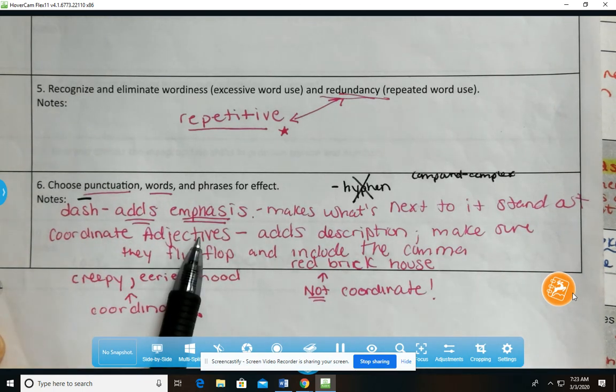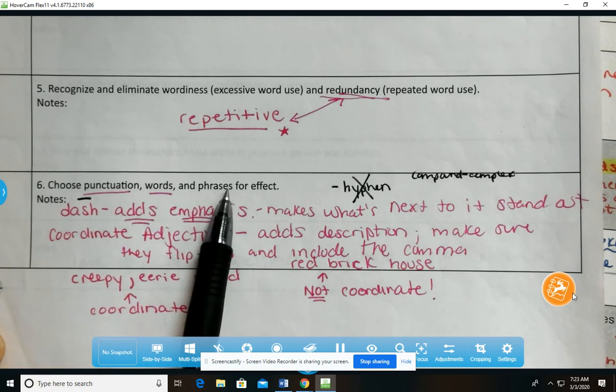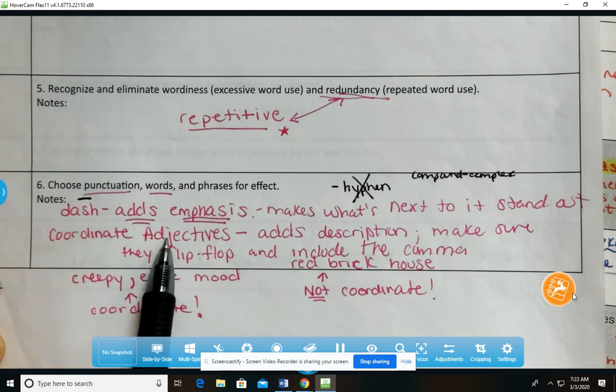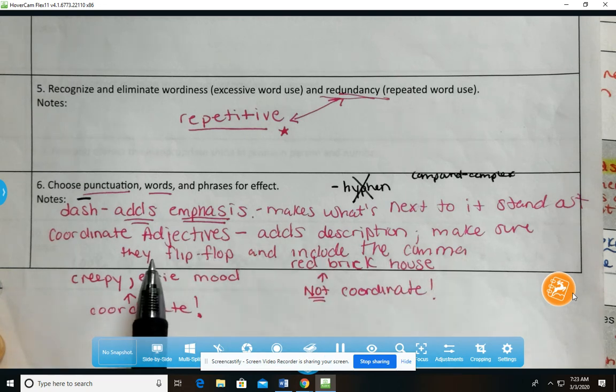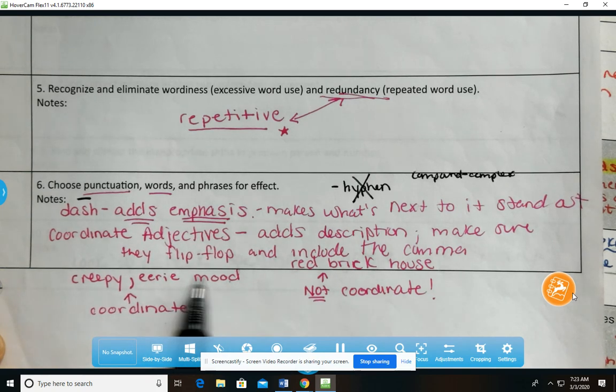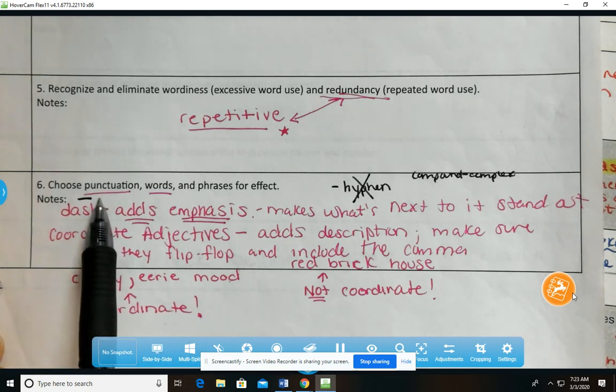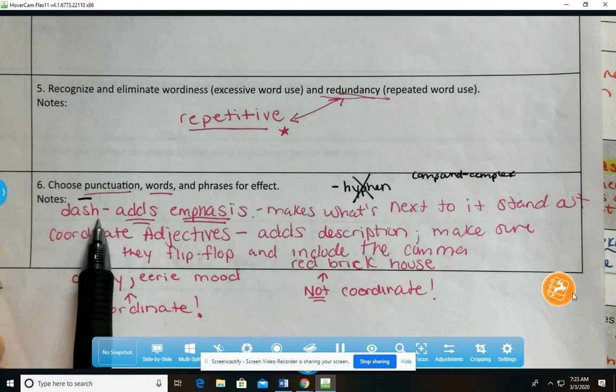Coordinate adjectives are also a way that you could choose words and phrases for an effect. So coordinate adjectives add description. Remember, coordinate adjectives need to be able to flip-flop, which means when you have two adjectives back-to-back next to the noun, it needs to be able to go flip-flop. So creepy, eerie mood, eerie, creepy mood. It works both ways, which is why it's coordinate. It also could be checked by adding an "and" in between, which is what makes it coordinate. So in regards to punctuation for an effect, the best effect is that dash.